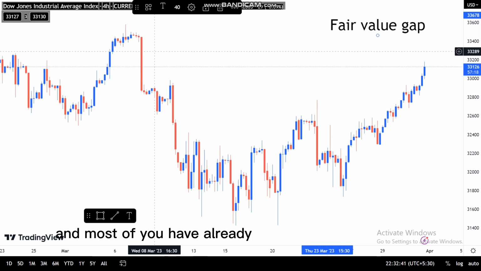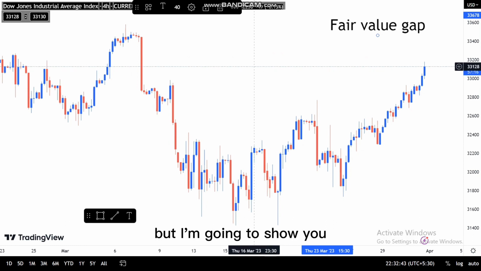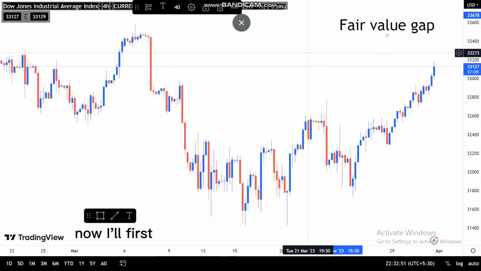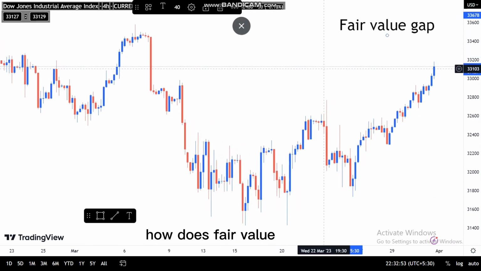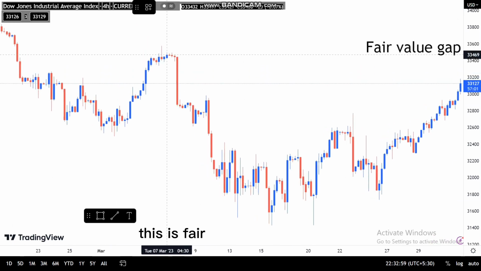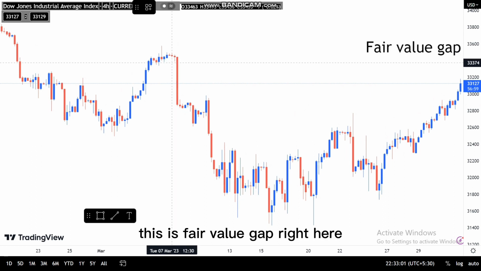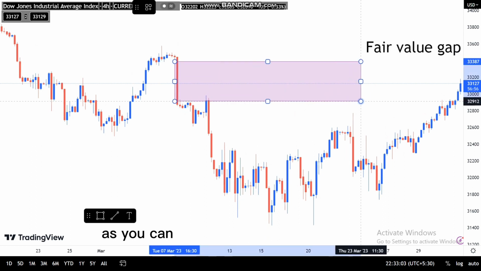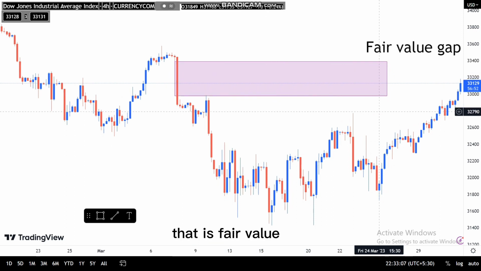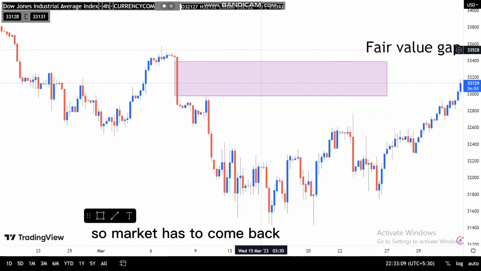And most of you have already seen it here in my market. But I'm going to show you how we trade such a type of market. So now, I'll first give you an example of a fair value gap. How does a fair value gap look like? So, let me show you. What you see right here, traders, is a fair value gap. As you can see, this is a gap in the market that has not yet been filled. That is a fair value gap. So, the market has to come back and fill that gap.